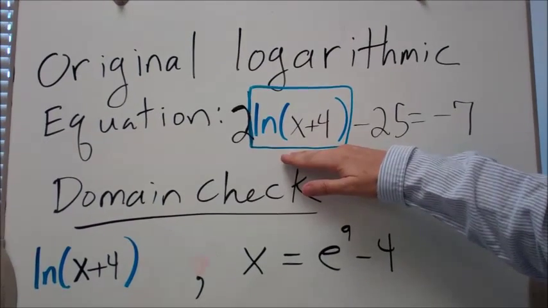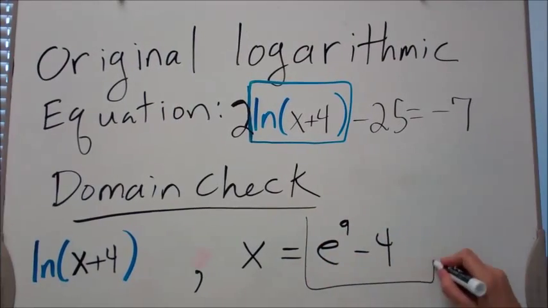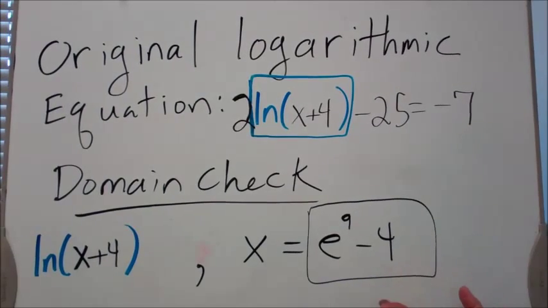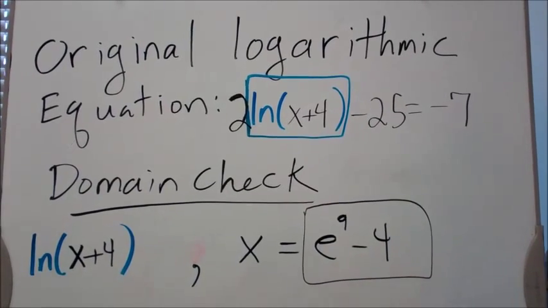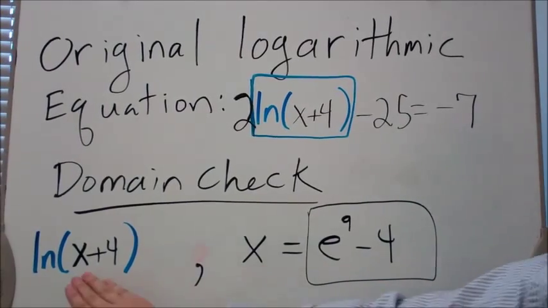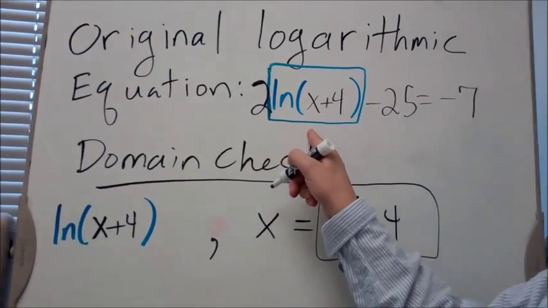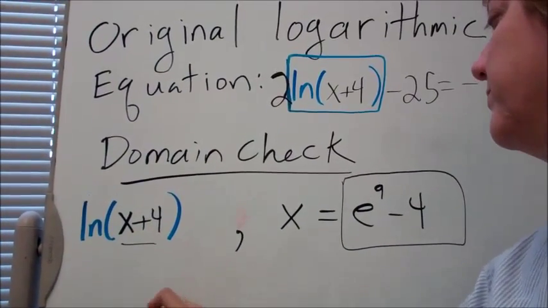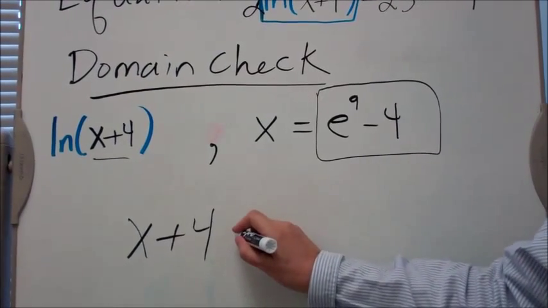But we've solved this equation, and we discovered that x is e to the 9 minus 4. So the question remains, is this appropriate? Can we take the logarithm if we use this for x? So it's not about whether this is a positive number or not. It's whether when we put it into our argument, in this case x plus 4. So the argument of our logarithmic expression, log of quantity x plus 4, is x plus 4. So we want to make sure x plus 4 is greater than 0.